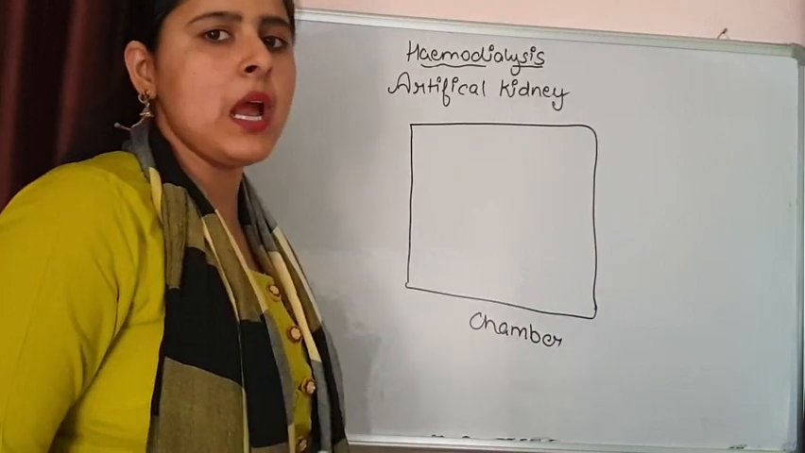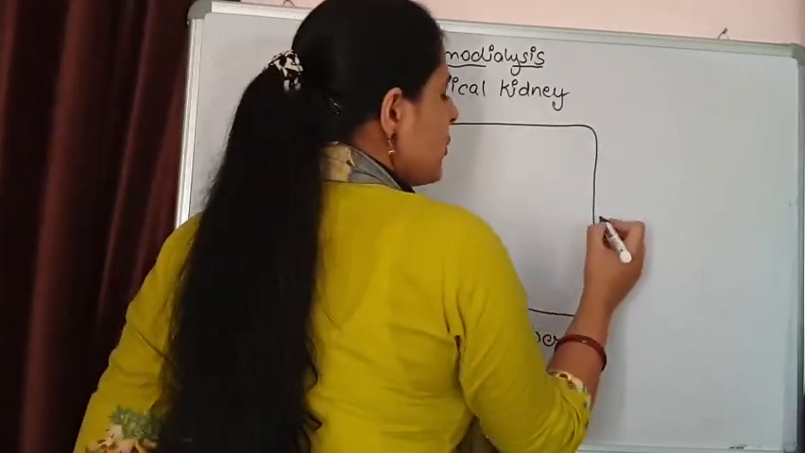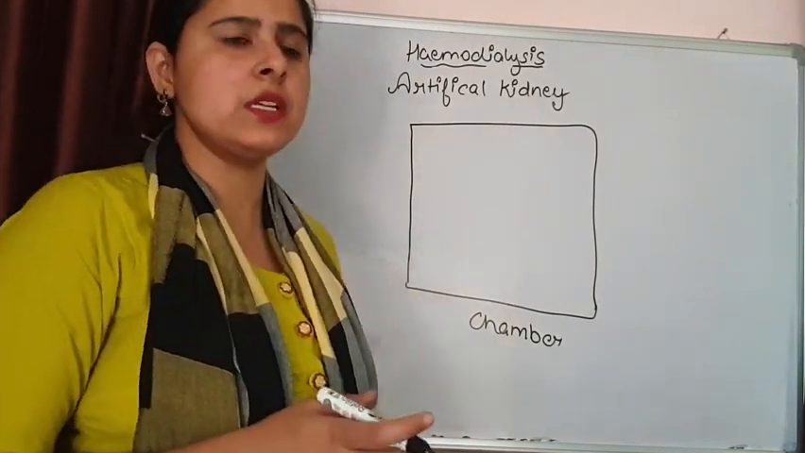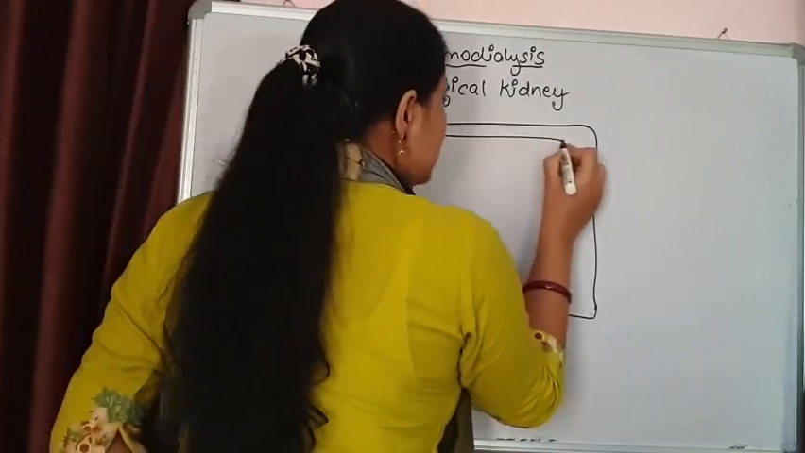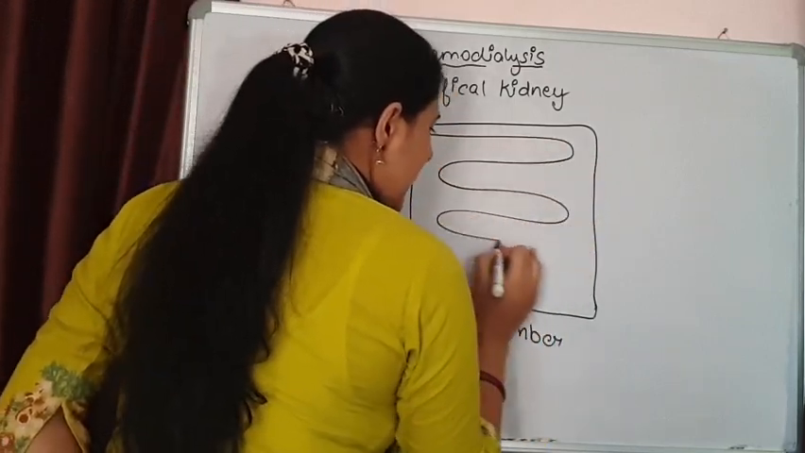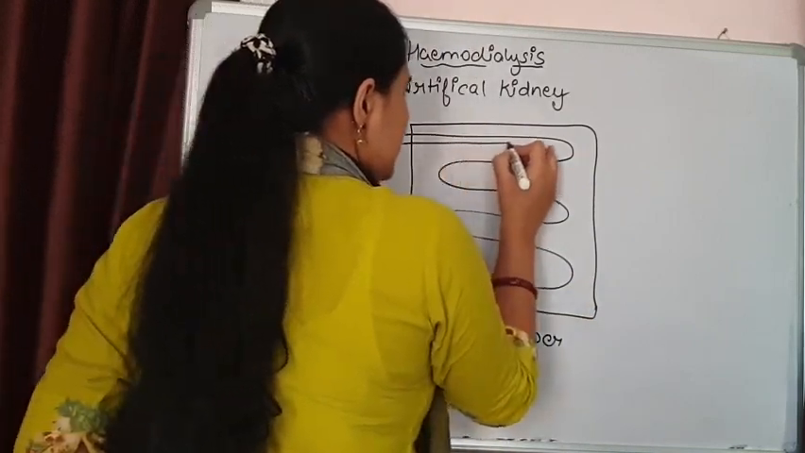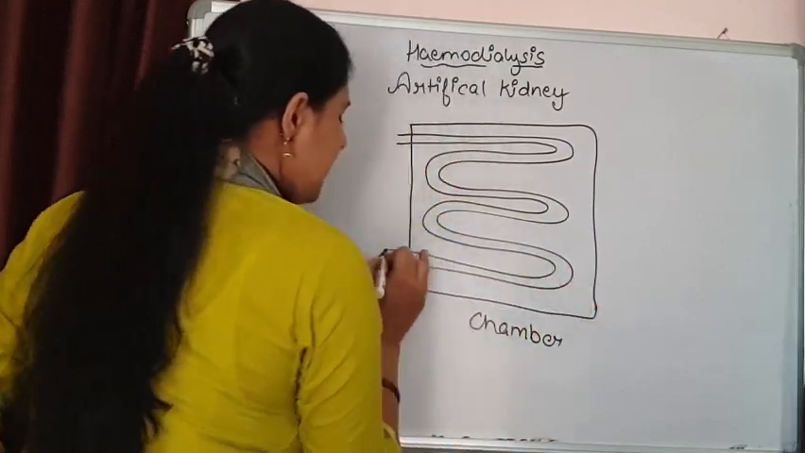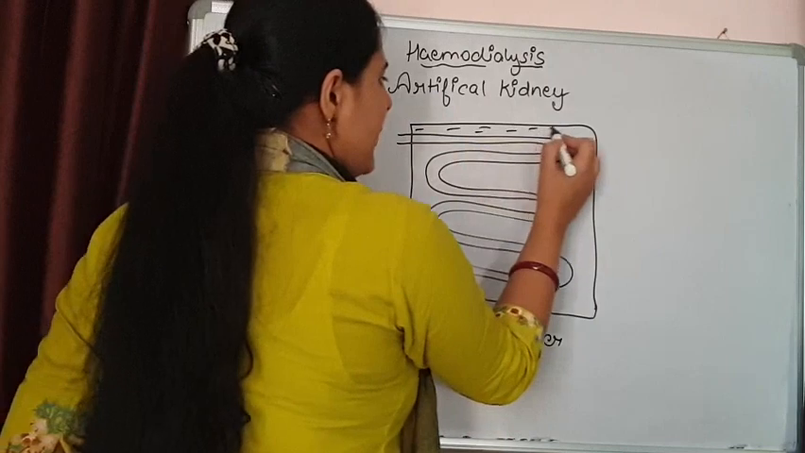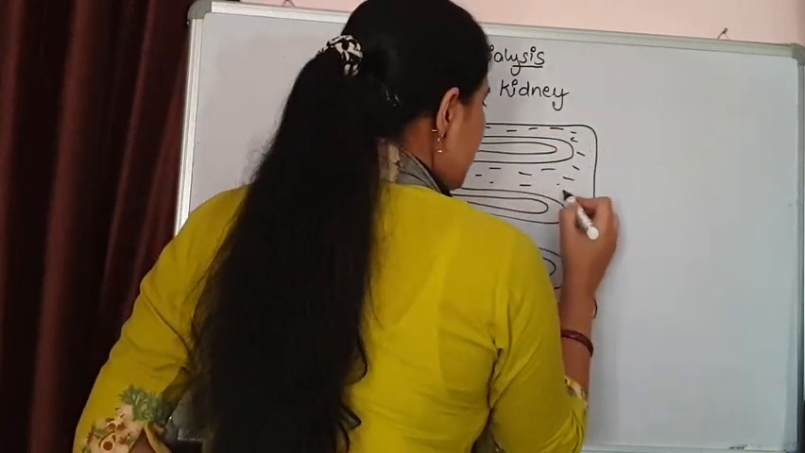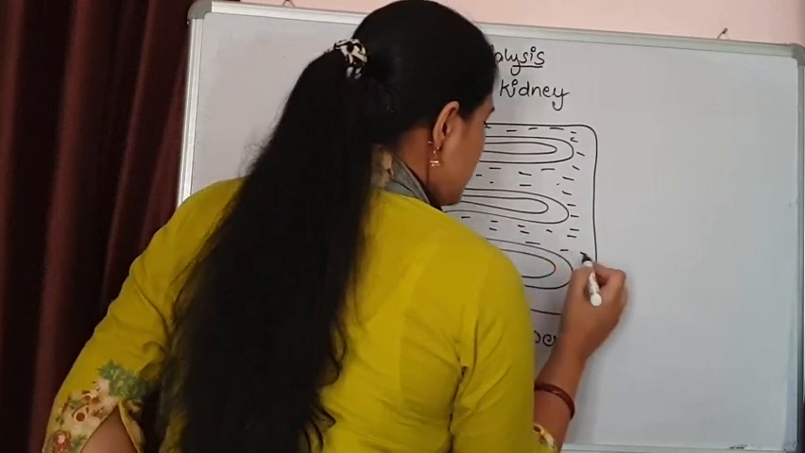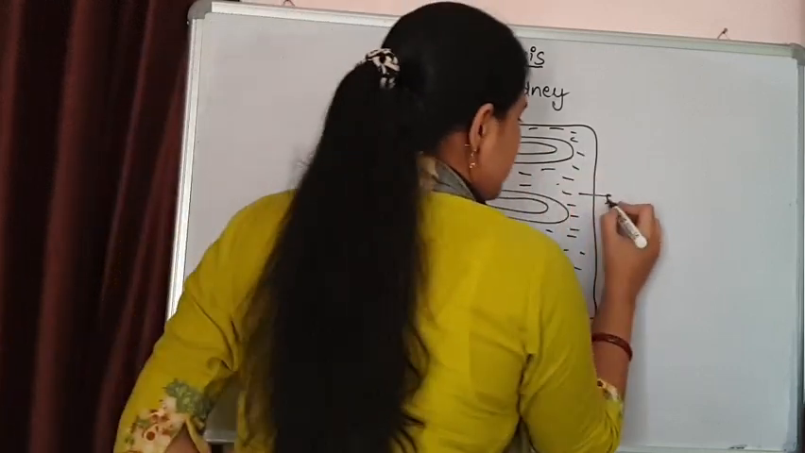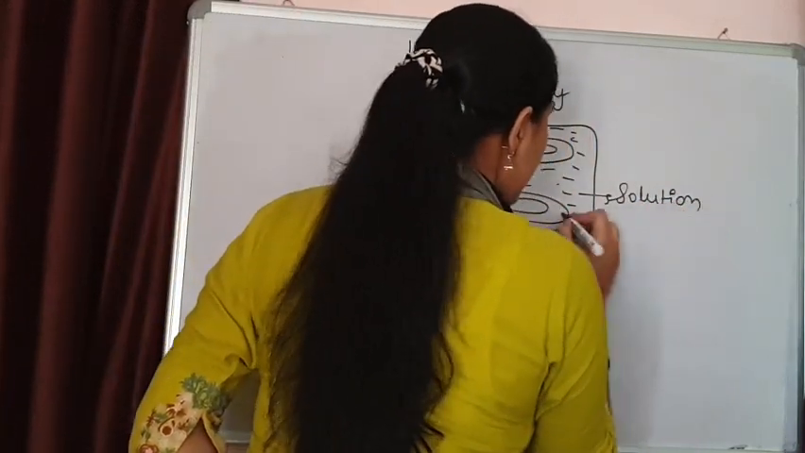Inside this dialysing chamber, a solution is filled, and that solution is known as the dialysing solution. This solution has the same osmotic concentration as our blood, and inside this dialysing solution, a cellophane tube is present in a highly coiled form. This cellophane tube acts as a semi-permeable membrane. The whole chamber is filled with our dialysing solution. This will be the dialysing solution, and this is the cellophane tube.